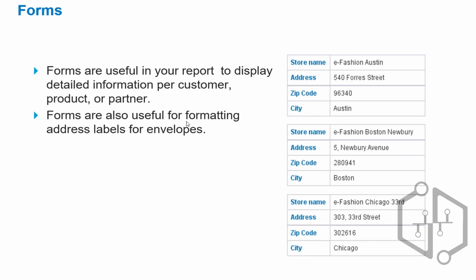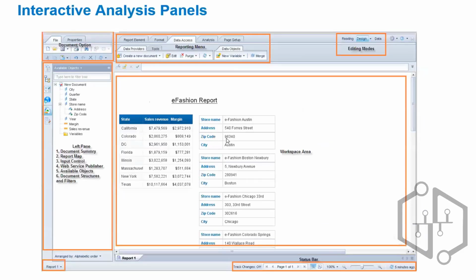See here, forms are also useful for formatting address labels for envelopes. So these are the panels that we use to create reports. If you click on design, then only we can edit. So the editing mode is design mode.